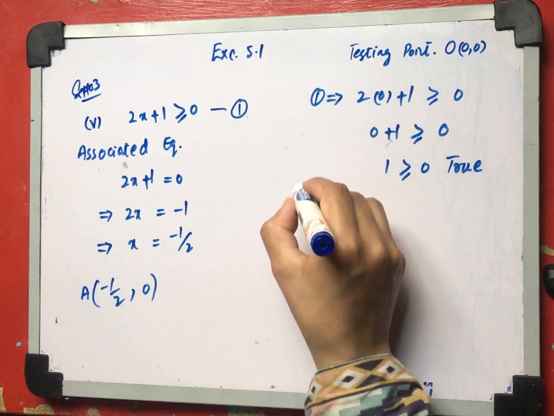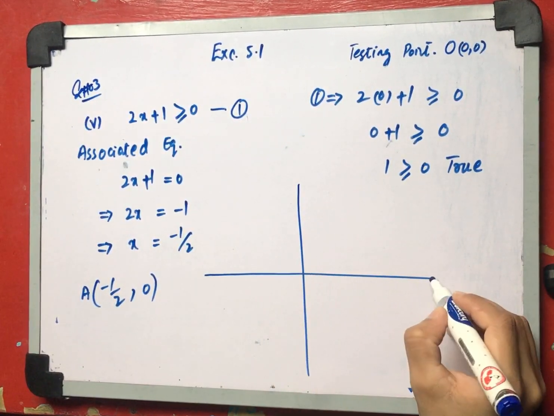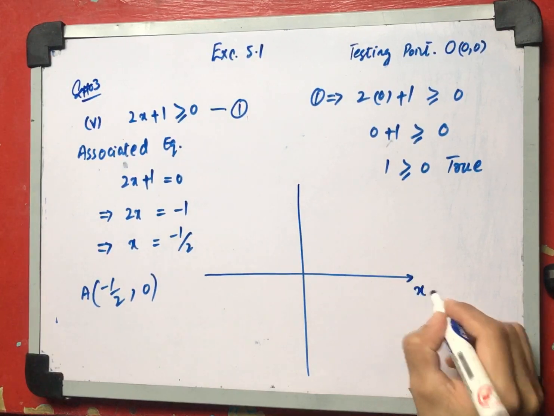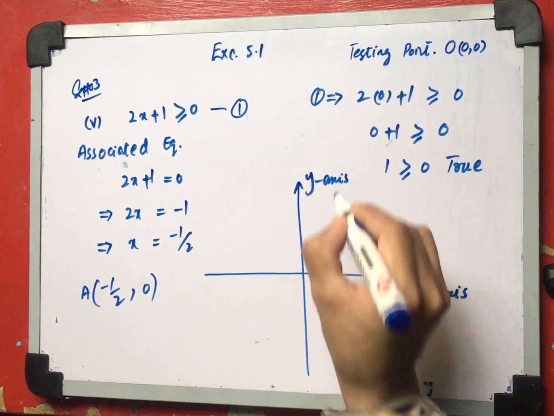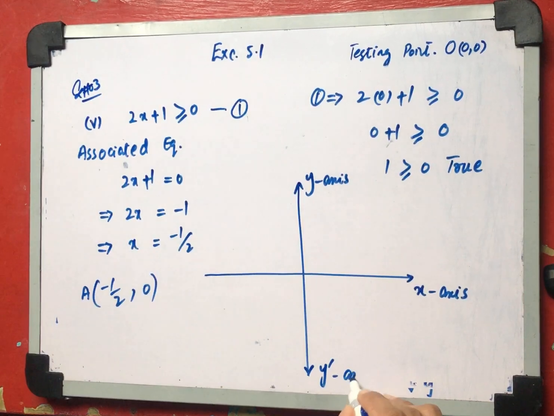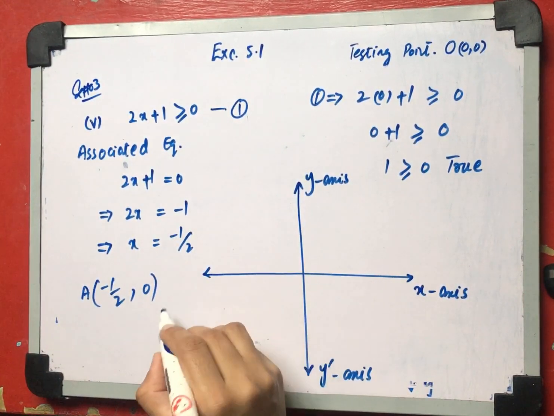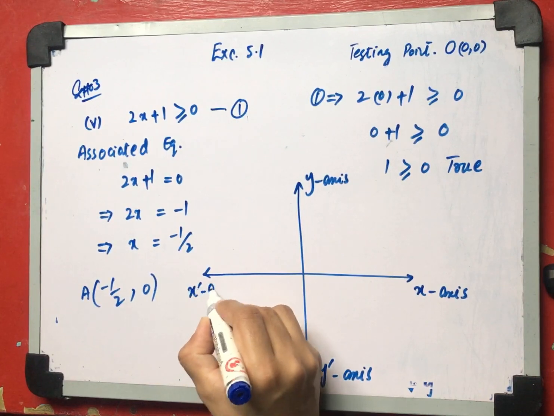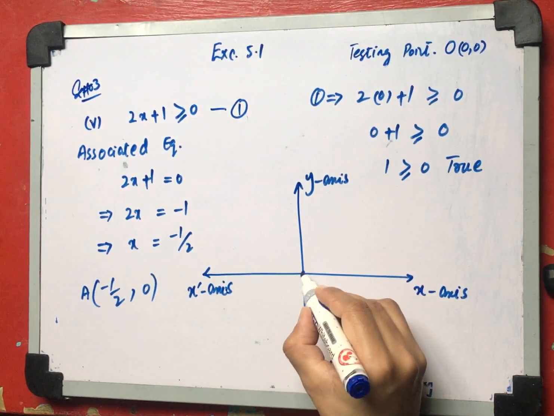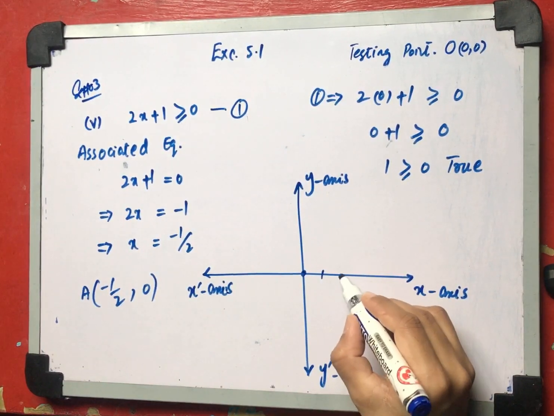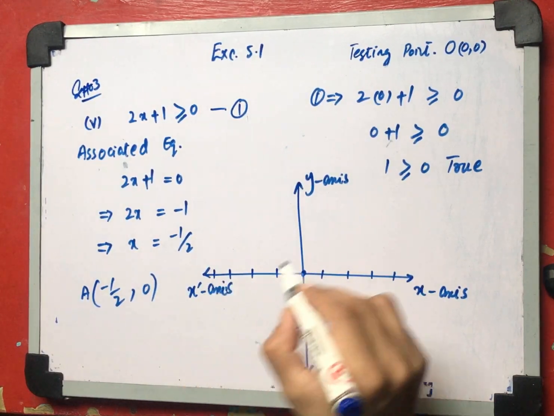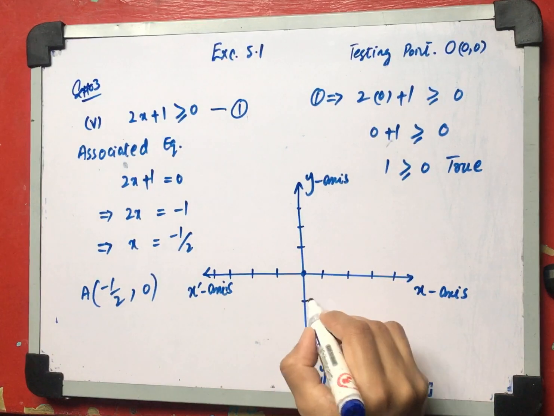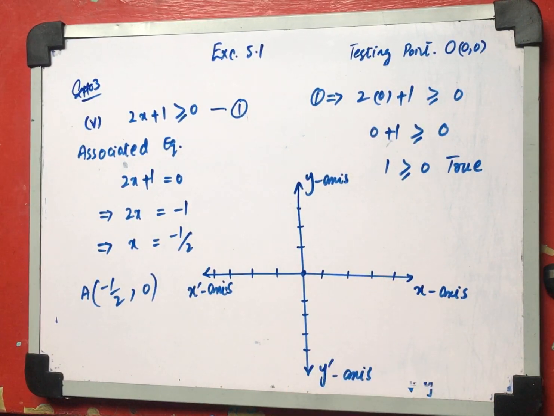So now make the xy plane. This is our x-axis, this is our y-axis, this is the y prime axis, and this is the x prime axis. This is origin (0, 0). Here we have to take 1 2 3 4, and -1 -2 -3 -4, 1 2 3 4, 1 2 3 4. Okay, let's represent this point on the xy plane.